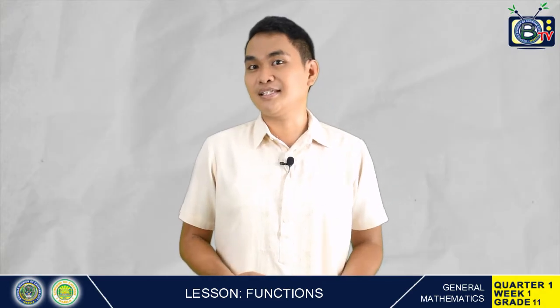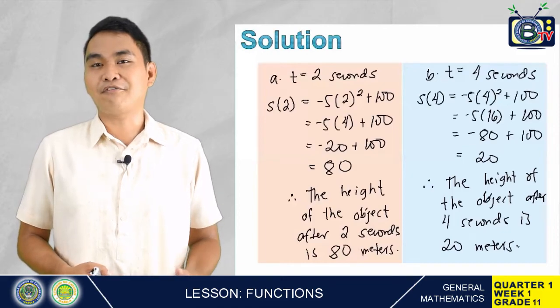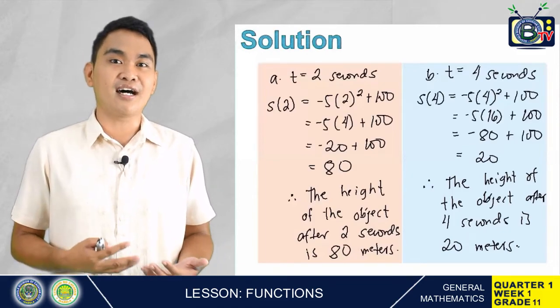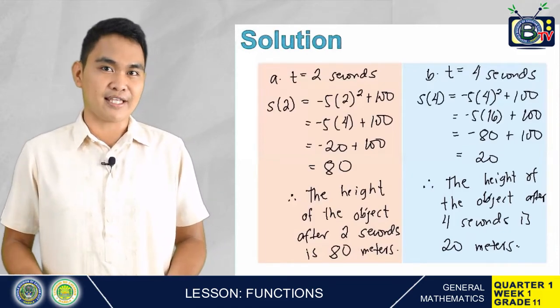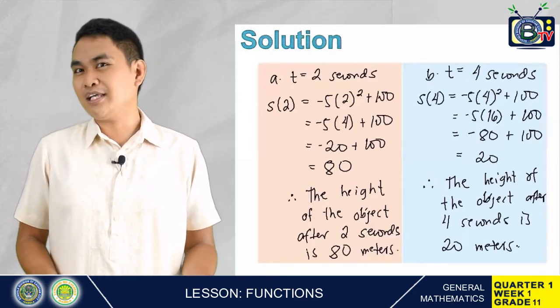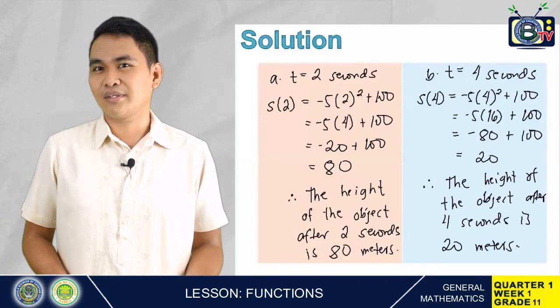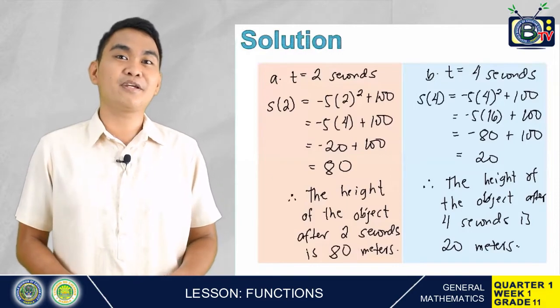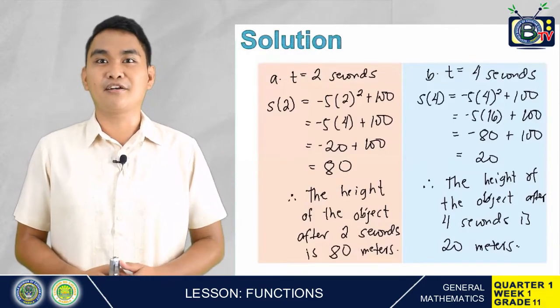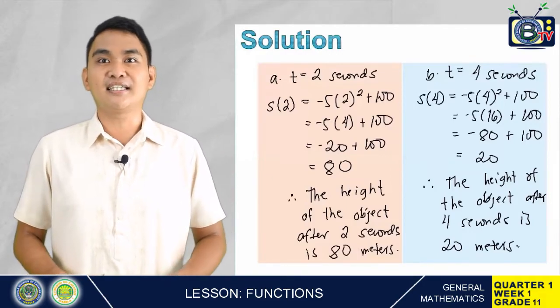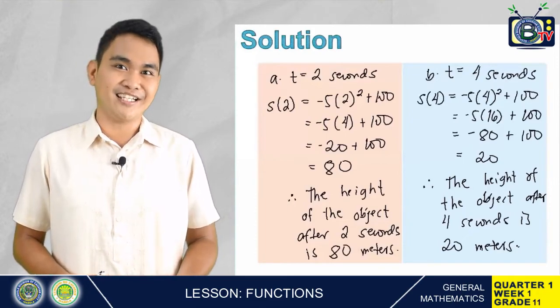If you can notice, the height of the object after 2 seconds is higher than the height of the object after 4 seconds. Why did you think so? Yes, that's right. It is because the object is dropping. Therefore, as the time increases, the height of the object also decreases.